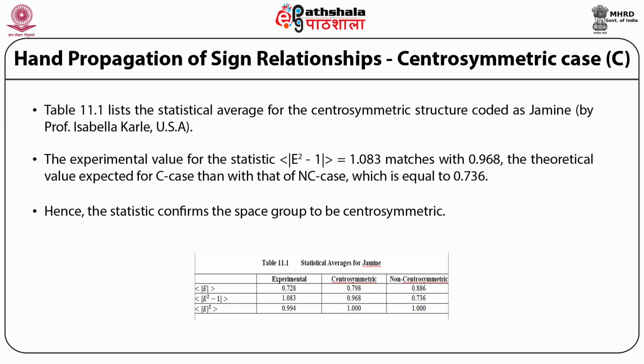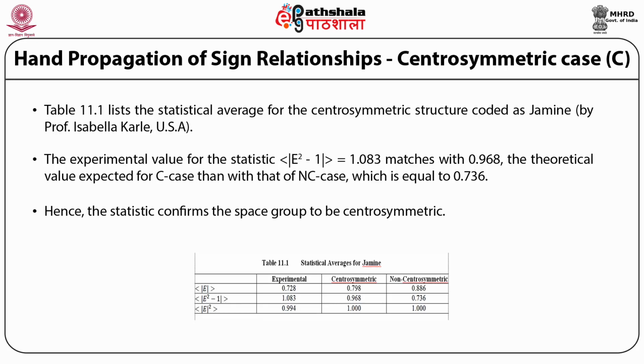So experimentally, what do you get for a given structure? That is listed in the first column, under experiment. Theoretically, using the Wilson statistics, what are the values for these quantities? That is given for centrosymmetric and non-centrosymmetric. Now we have to compare the values under the experimental column to the centrosymmetric and non-centrosymmetric cases, and wherever you have the maximum coincidence, that is, minimum differences, that is the practical situation.